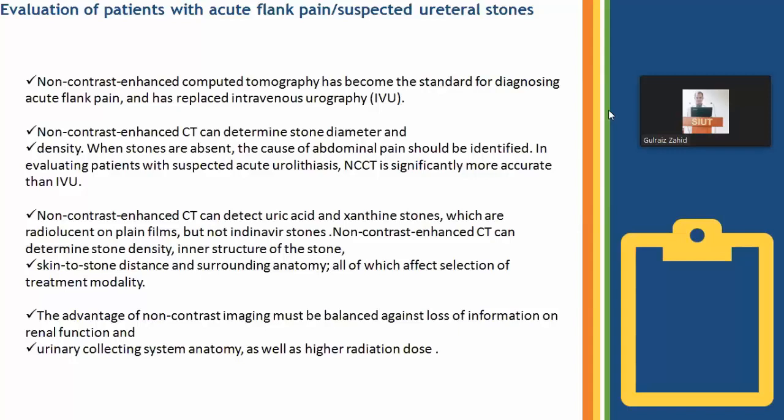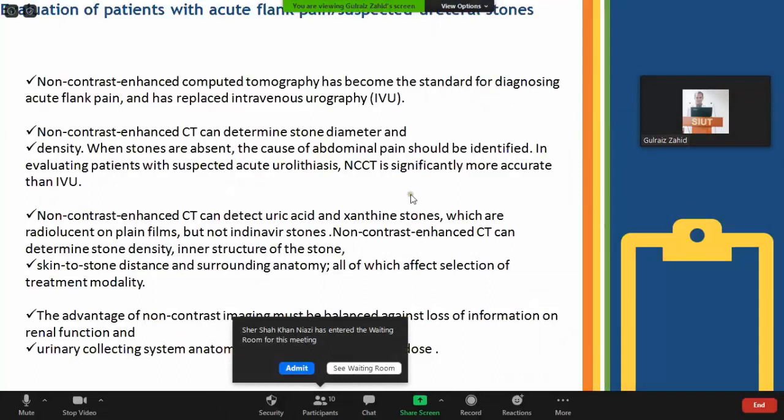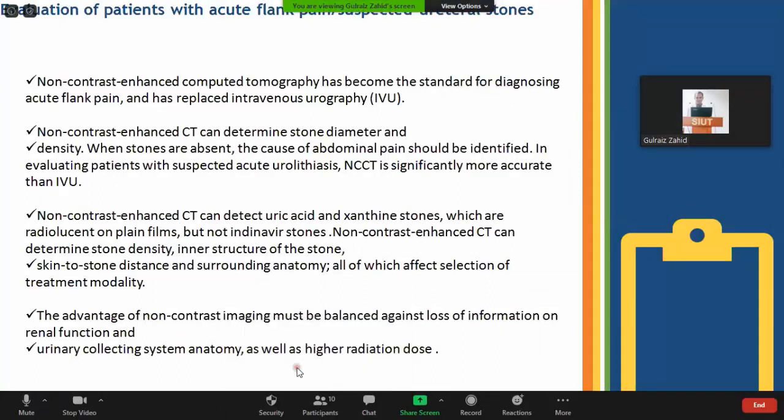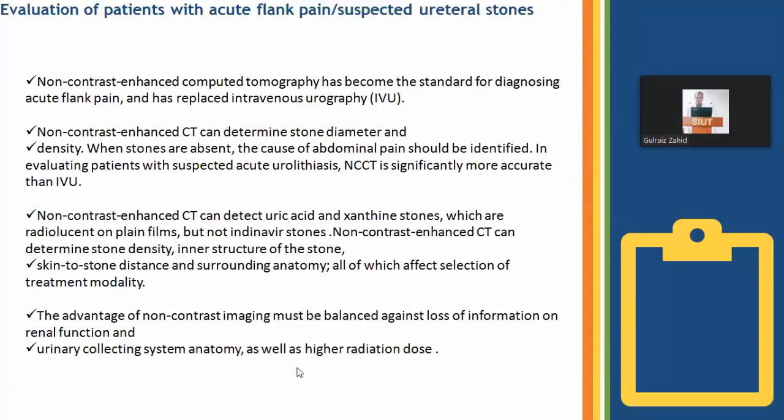Non-contrast enhanced CT can detect uric acid and xanthine stones, which are radiolucent on plain films, but not indinavir stones. Non-contrast enhanced CT can determine stone density, inner structure of the stone, skin to stone distance, and surrounding anatomy, all of which affect selection of treatment modality. The advantage of non-contrast imaging must be balanced against loss of information on renal function and urinary collecting system anatomy, as well as high radiation dose.